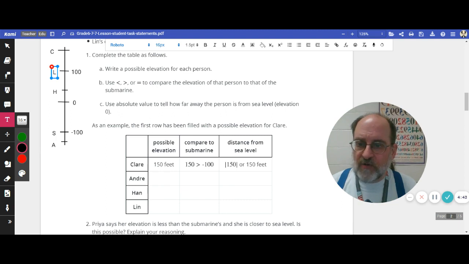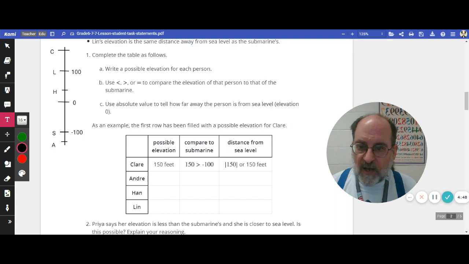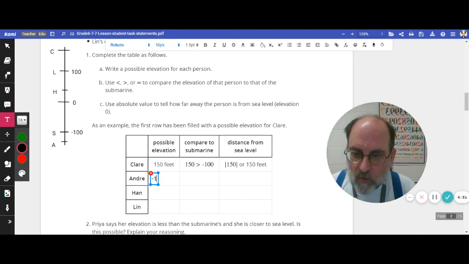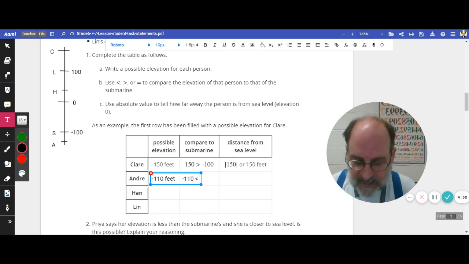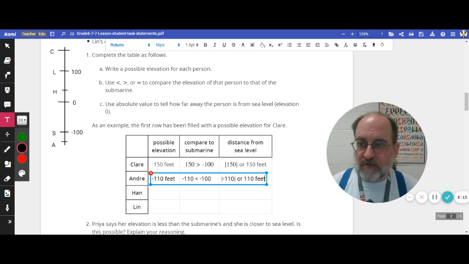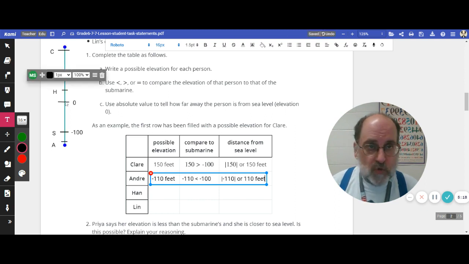When we look at Andre, Andre has to be below the submarine. So I might do something like negative 110 feet. Negative 110 is less than negative 100. And the distance from sea level is the absolute value of negative 110, or 110 feet. Remember that absolute value tells you the distance from your point to 0.